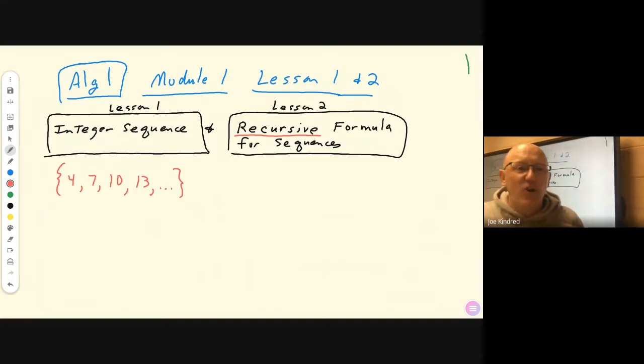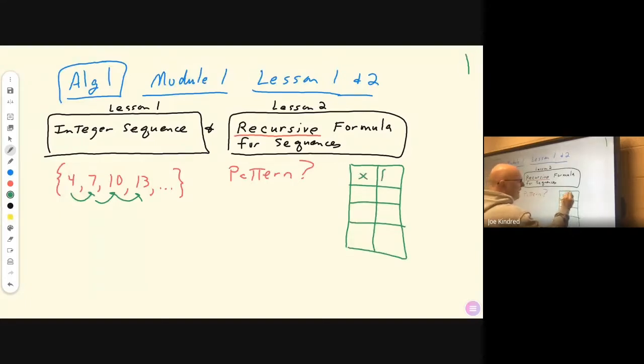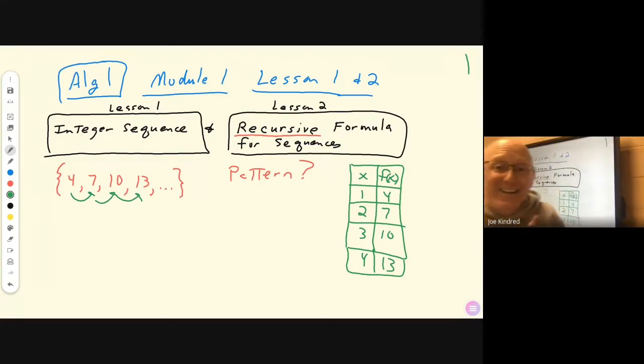But let us start with analyzing this number sequence, 4, 7, 10, and 13. We first have to find what the pattern is. The pattern can be found by doing the same thing we've been doing. Once again, you could think of this as a table, for instance X and f of X. Your first term was 4, your second term was 7, your third is 10, and your fourth term is 13. I just want to connect it to previous knowledge, so if you need to put it in the table, feel free.